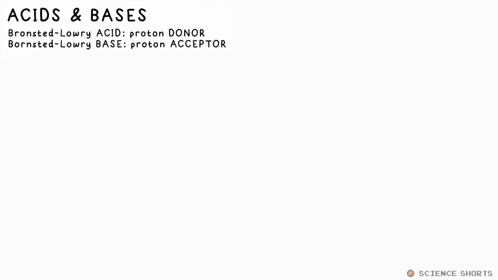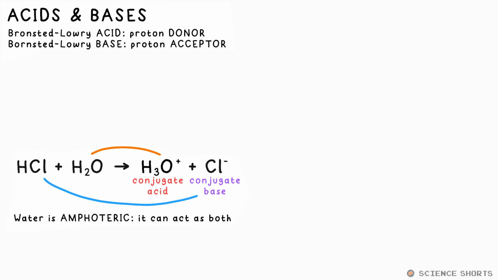Of course, in order for an acid to donate a proton, there must be a base present to accept that proton. When this happens, the species that has accepted the proton is now called the conjugate acid, and vice versa. We pair these into acid-base pairs.